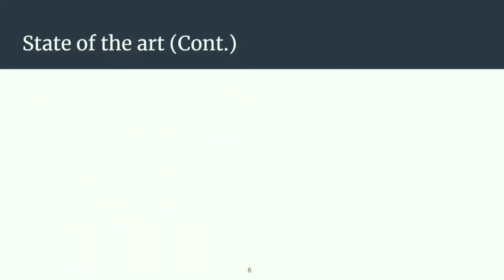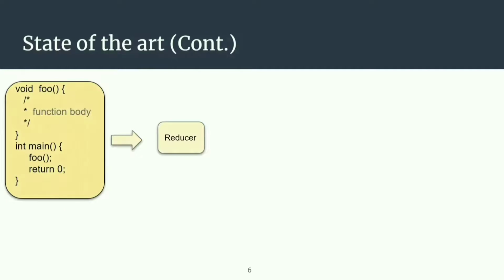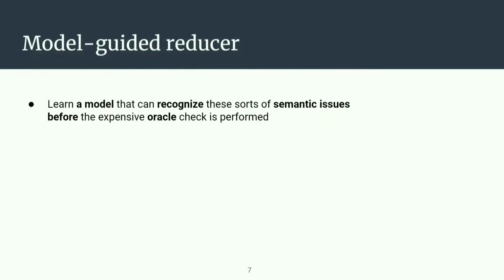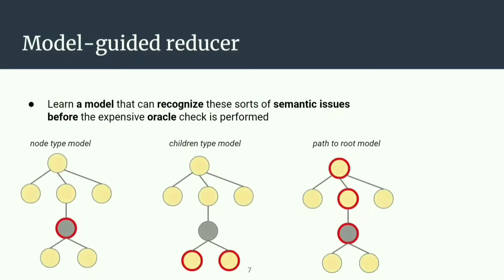For example, these reducers may try removing the definition of a function while its use is still present within the test case, which will lead to an oracle check on a test case that is not a valid program. We propose to train models using the abstract syntax trees of available test cases to recognize these invalid variants and skip the oracle check on them. Details can be found in our paper.